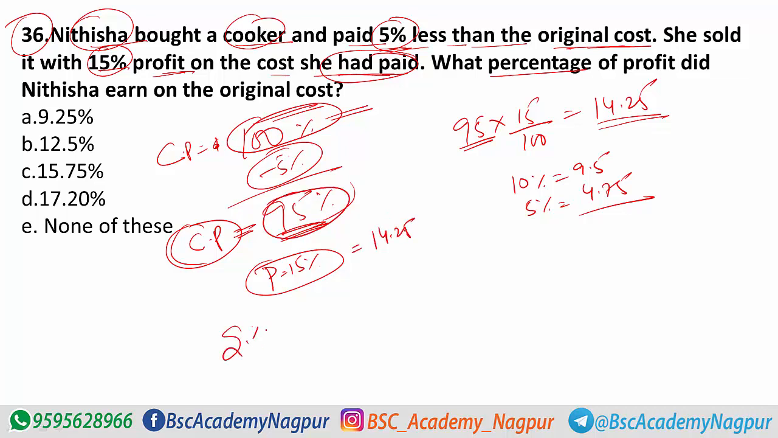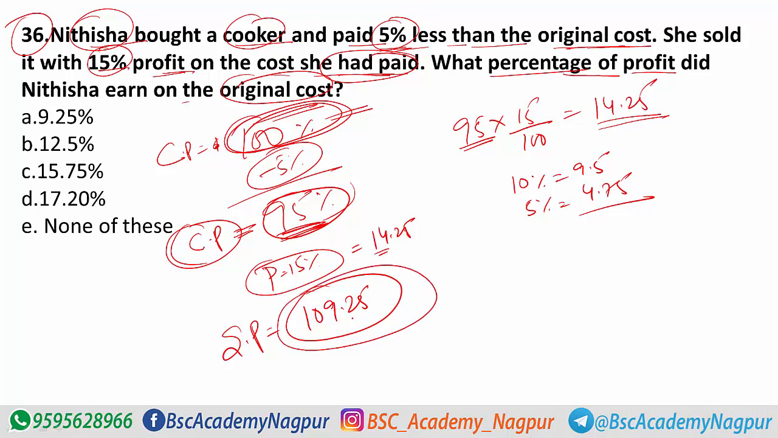The selling price will be 95 plus 14.25, that is 109.25. So what is the percent of profit she earned on the original cost? The original cost is 100 and we sold it at 109.25. The profit on 100 is 9.25, which is 9.25 more than the original. So the answer will be 9.25% profit on the original cost. This was an easy question, I guess.